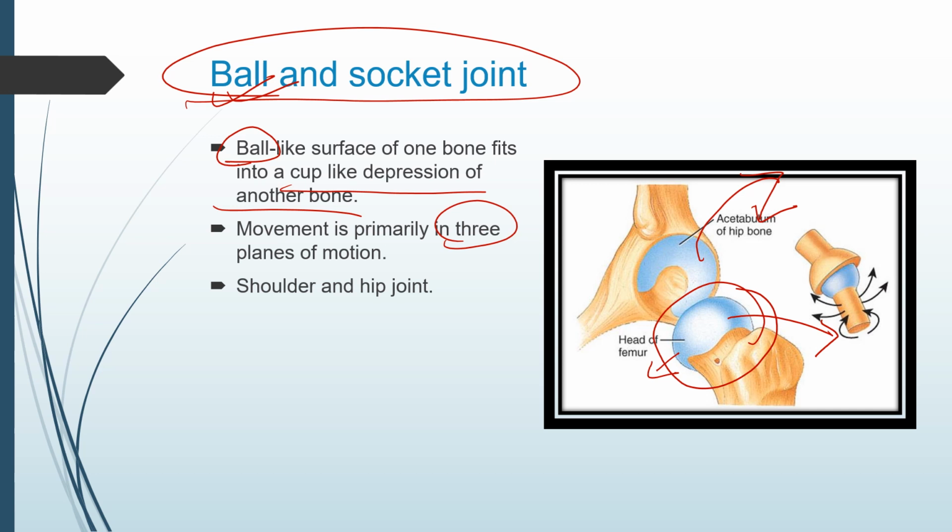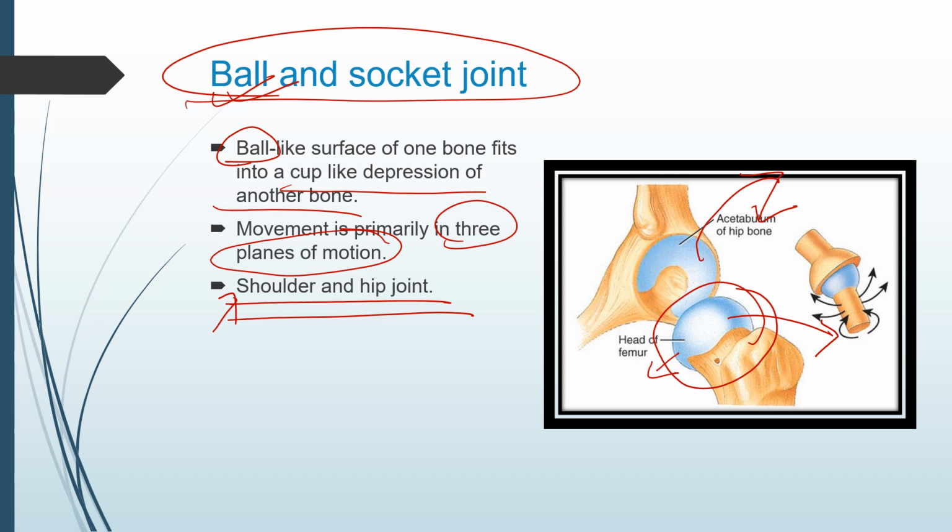So they are able to move in three planes of motion. We said that the hinge joint can move in only one plane of motion, but here they move in three planes of motion, and the examples are mainly the shoulder and hip joints. These are the two main important examples of the ball and socket joint. And now let us see what is there in the next type of synovial joint.